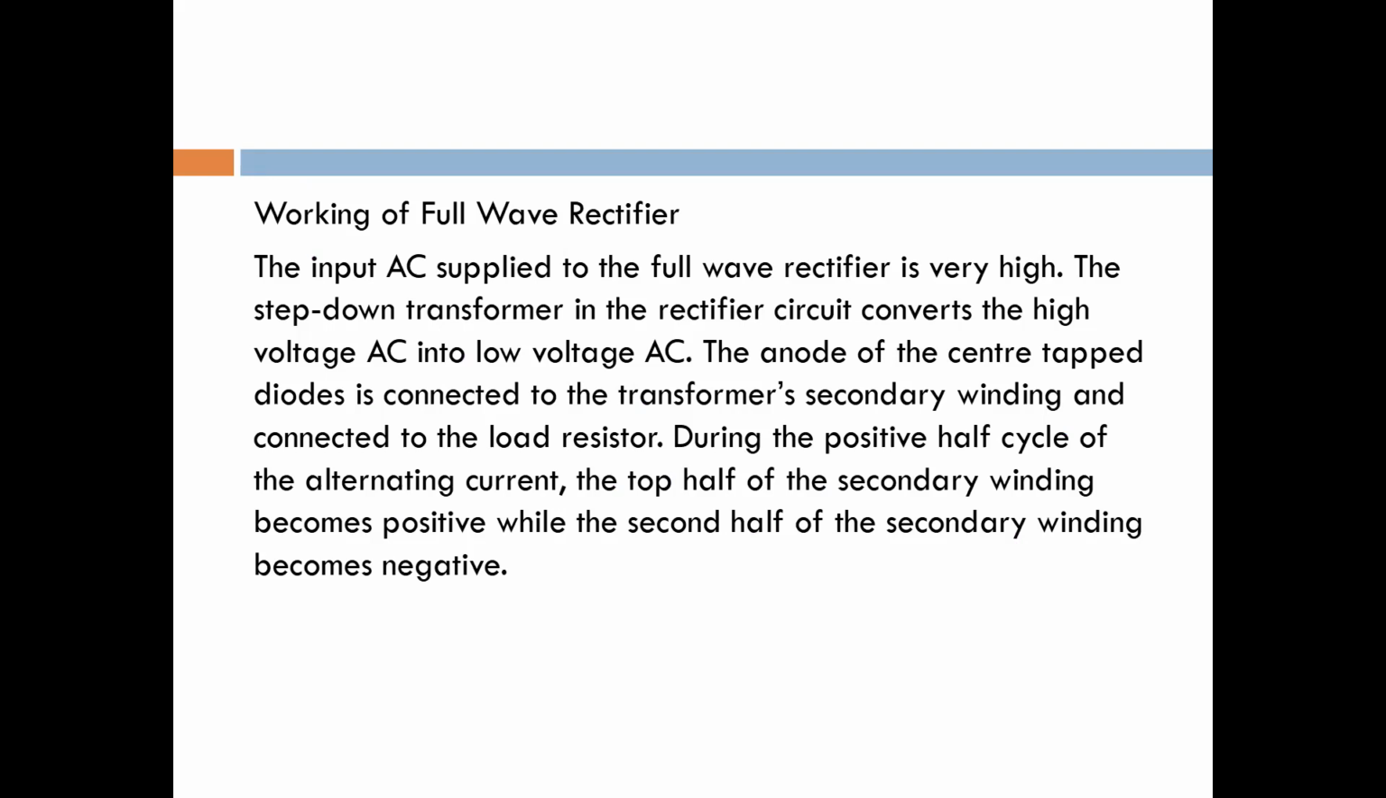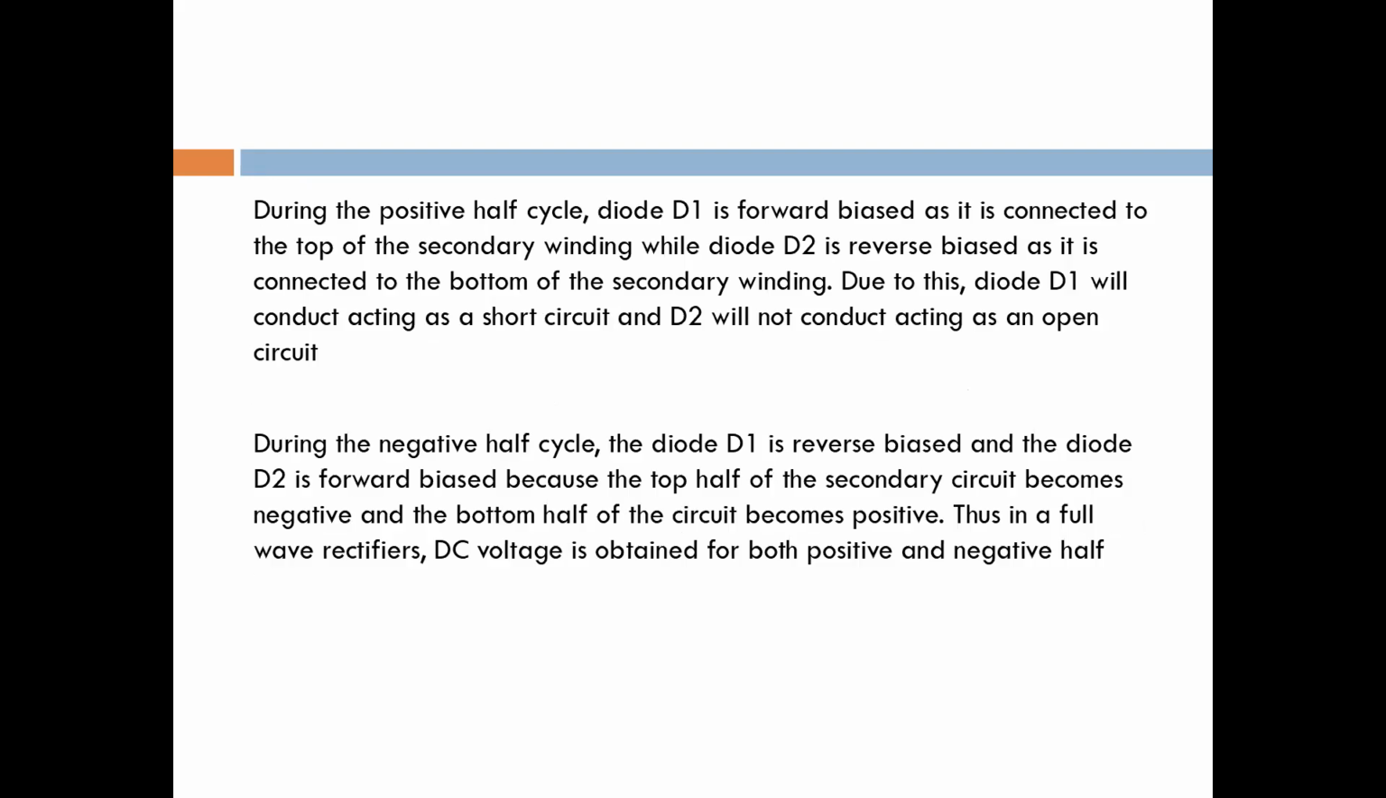It means D1 is positive and D2 is negative. Just two minutes before, I told you that when D1 is conducting, D2 is non-conducting. When D2 is conducting, D1 is not conducting. This is called the full wave rectifier circuit.